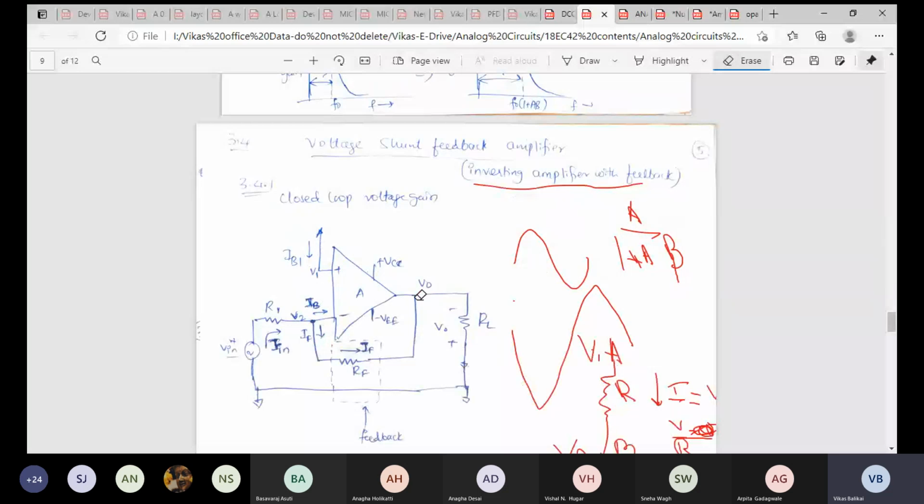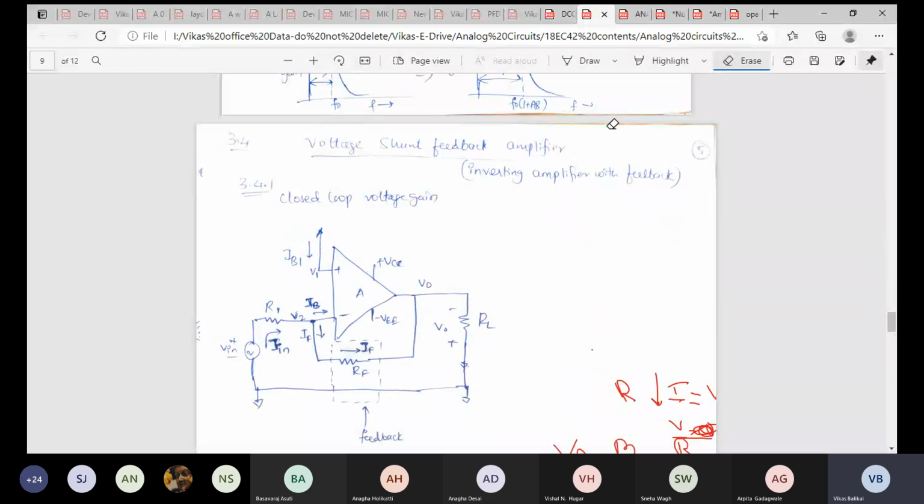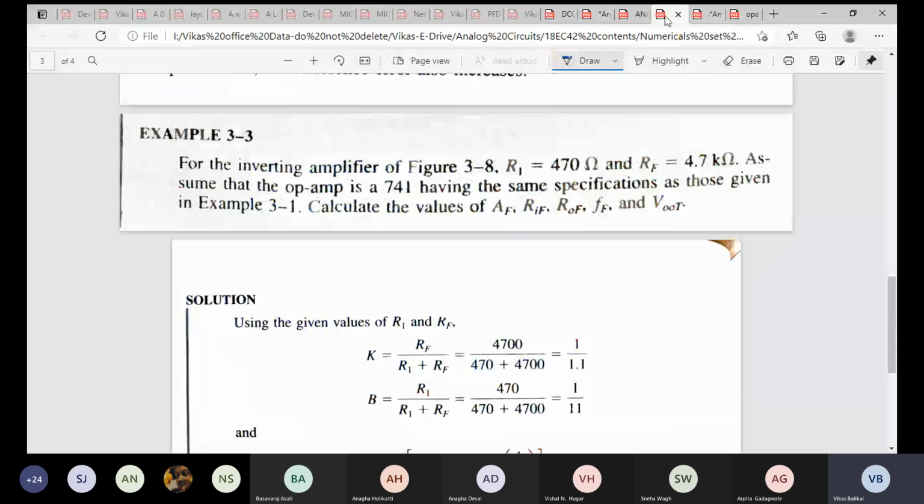So this figure he is referring to, and he is asking us to calculate different values. Let's go through the problem. For R1 equal to 470 ohm, RF equal to 4.7 kilo ohm, assume that the opamp is a 741 IC, having the same specifications as that given in the previous example. Now he is asking us to calculate the same things: AF, RIF, ROF, FF, and forget about this VOT. Let's not worry about this.